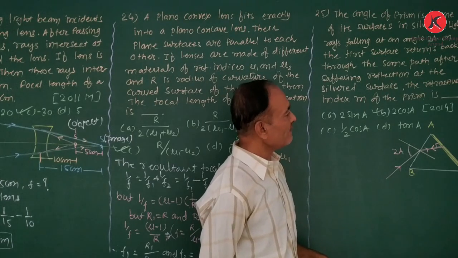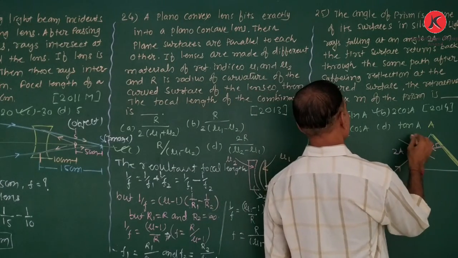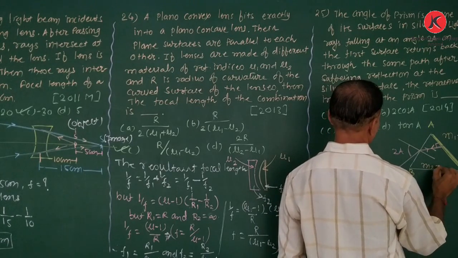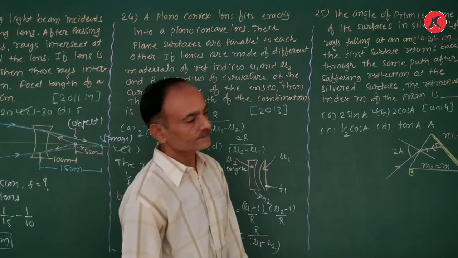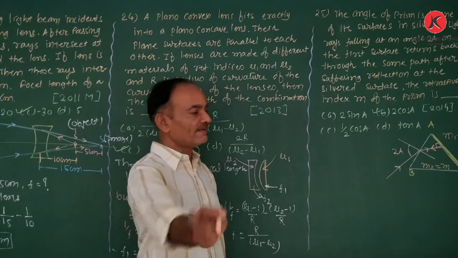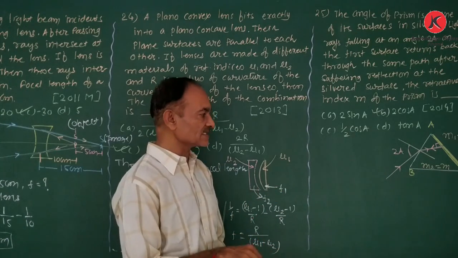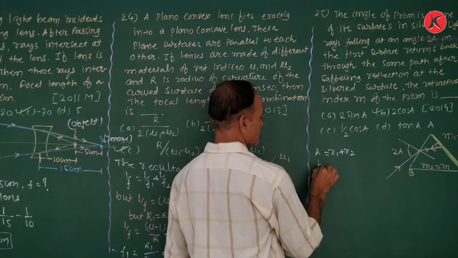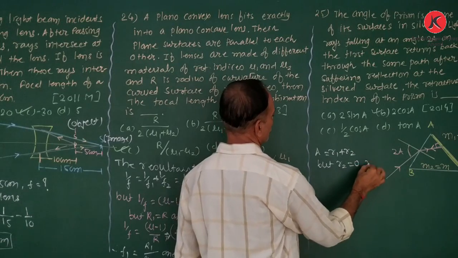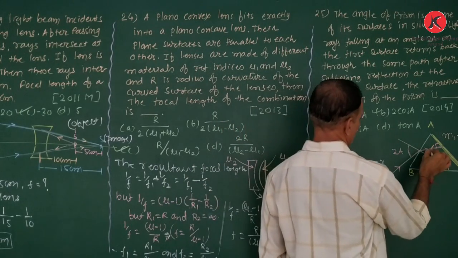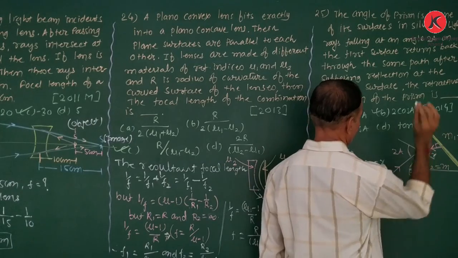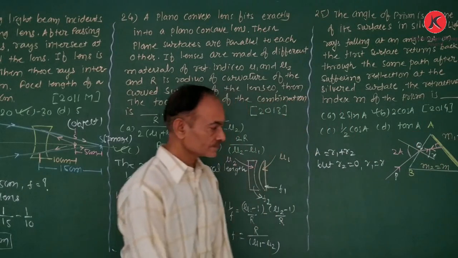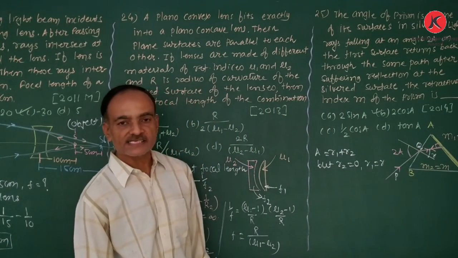The effective index mu of the prism. Here the medium mu1 is equal to 1. Here mu2 is equal to mu. The method is the same. Already we calculated this step in the two numericals we discussed. So total angle A is equal to r1 plus r2. But here r2 is equal to 0 and r1 is equal to r. There is the angle of reflection r, there is the P, there is the Q. r1 is r. Now applying Snell's law at point Q.